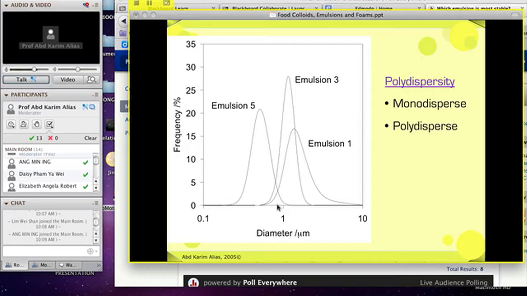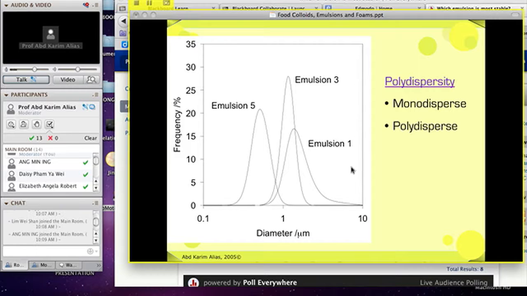Yeah, the difference between one droplet size to another droplet is not so large. So that's why we have a narrow size distribution. So for this type of distribution, for emulsion 3, we say that emulsion 3 has a monodisperse distribution, whereas emulsion 5 and emulsion 1, in comparison to emulsion 3, have a wider size distribution. So we can say they are more polydispersed.